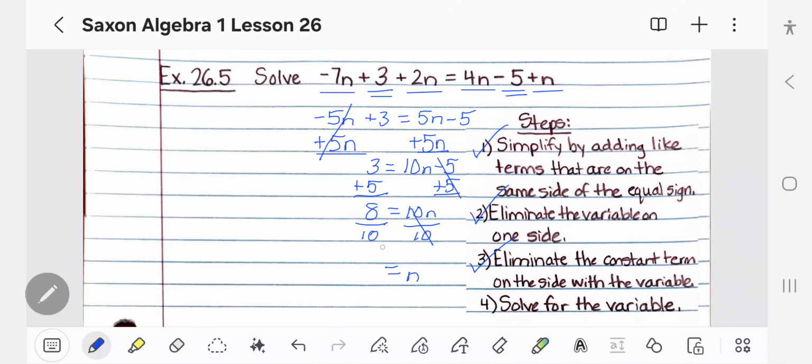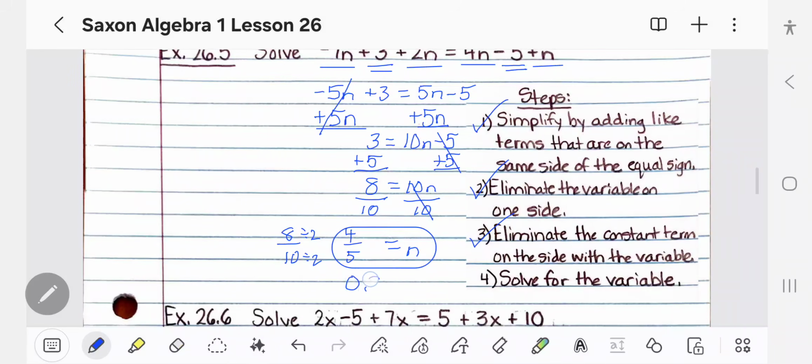8 divided by 10 is a fraction. You could simplify that by dividing the top and the bottom by 2 and get 4/5. Or you could have said, well, 8/10, I know how to write that as a decimal. That's just 0.8. Either of those answers are acceptable. In the book, they left it as a fraction. And they did simplify, didn't they?